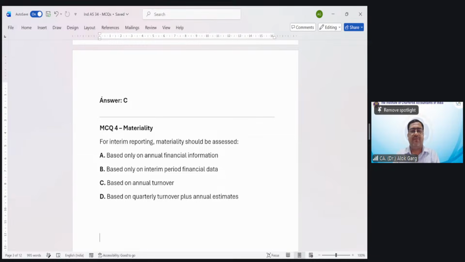Based on annual financial information, no. Based on quarterly turnover, no. Materiality is not considered only on turnover. No. You have to look at the balance sheet size also. Now, the answer is B or C.